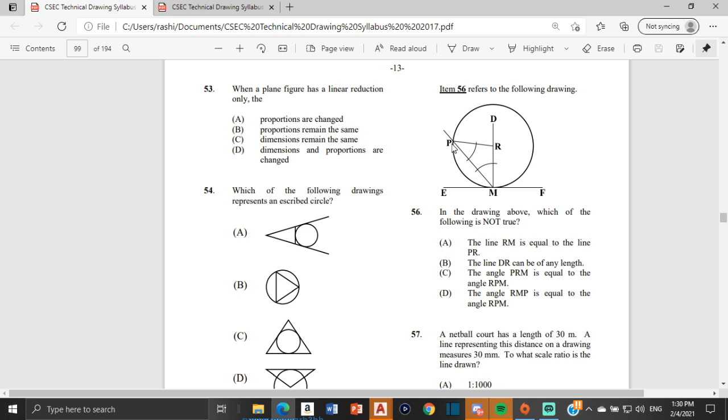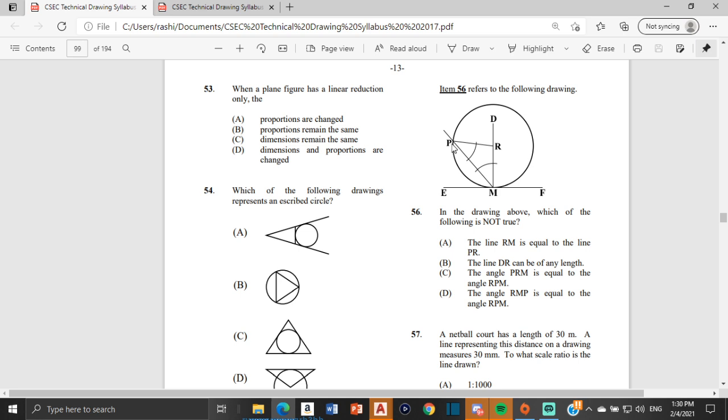So if it's a triangle, and let's say you have a triangle with sides of 15, 9, and 12, and then you can scale it down to get 3, 4, 5. So the proportions remain the same, but the dimensions get smaller.